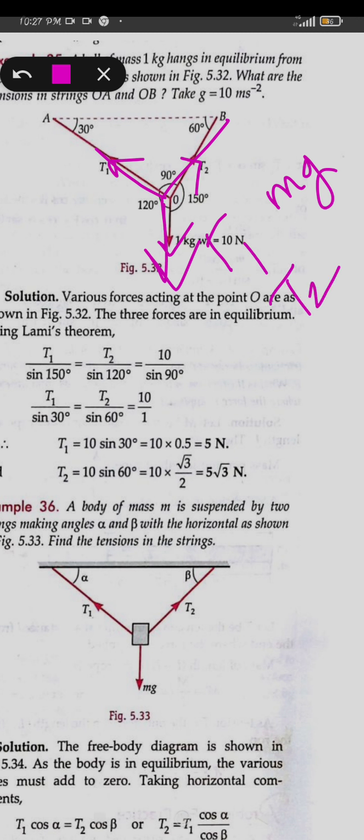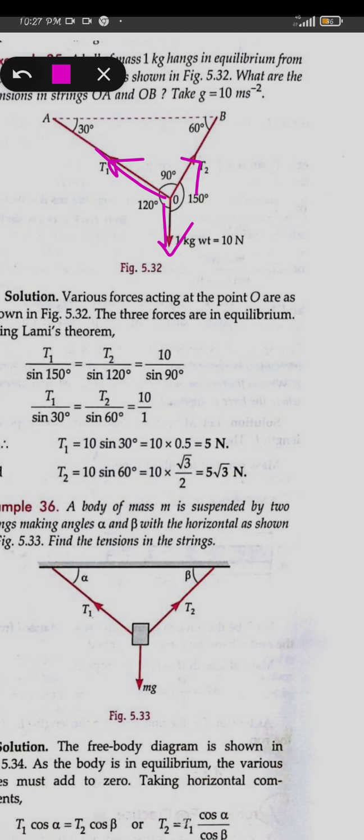Since the various forces are acting at a point and the three forces are in equilibrium, because these two threads through which we are hanging this object should be in equilibrium with the third one, we can say that these three are in the equilibrium position. So when three forces are concurrent at a point O and in equilibrium, we use Lami's theorem. What it was, that F1 upon sin alpha is equal to F2 upon sin beta, that is F3 upon sin gamma.